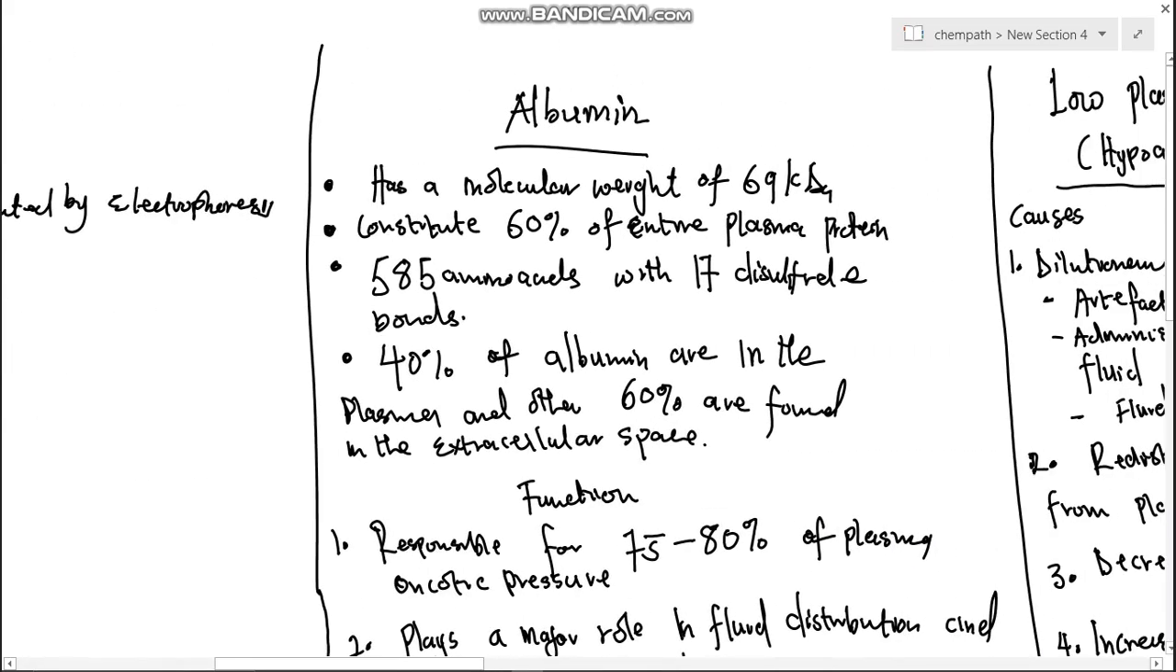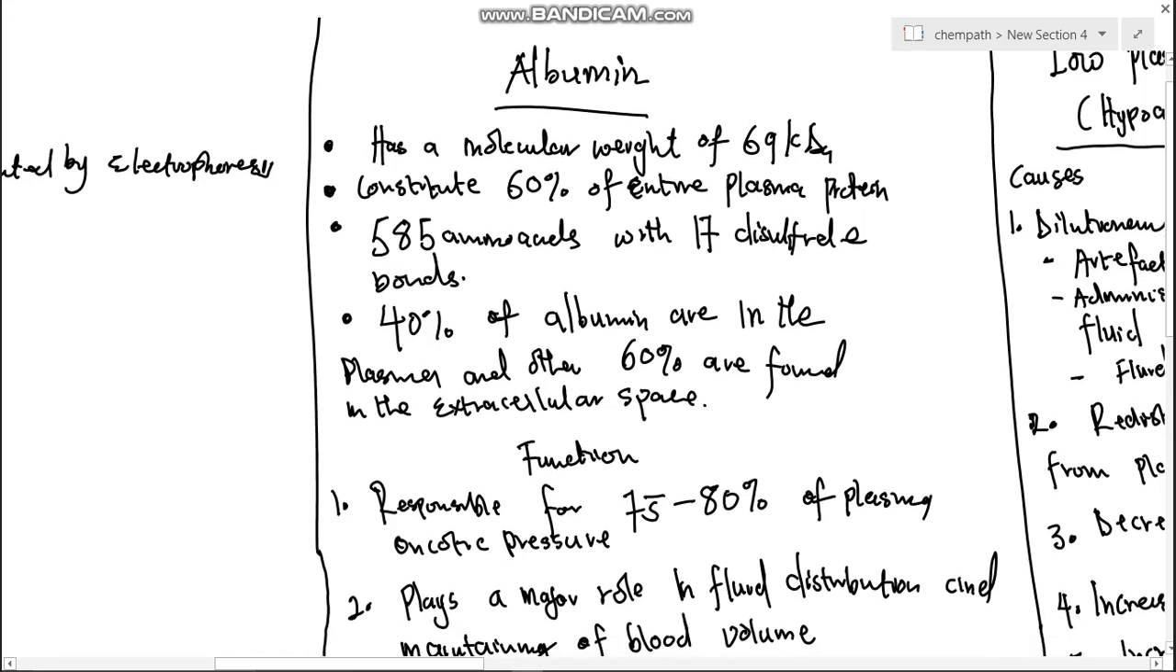Albumin has a molecular weight of 69 kilodaltons, and it constitutes 60% of the entire plasma protein. So we can say that albumin makes up the majority of the plasma proteins. And as we all know, since it's a protein, it's going to be made up of amino acids, and these amino acids are oftentimes linked by disulfide bonds. It contains 585 amino acids with 17 disulfide bonds.